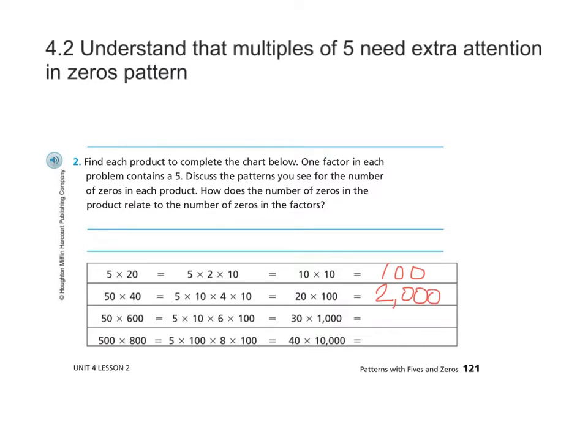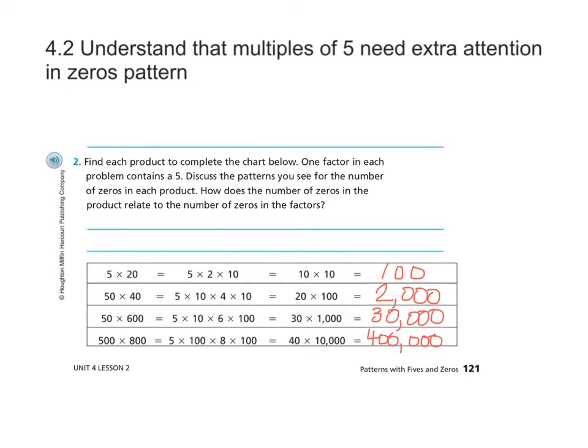50 times 600 can be viewed as 5 times 10 times 6 times 100, which is 30 times 1,000, or 30,000. And you have 500 times 800, which could be viewed as 5 times 100 times 8 times 100, which is also 40 times 10,000, which is 400,000. But what I want you to see here is the zeros discussed.